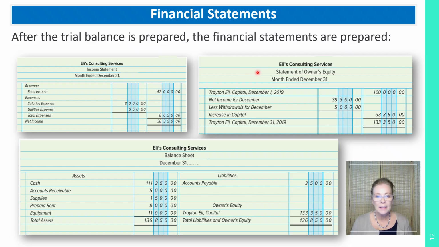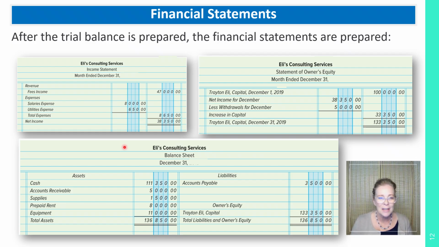Okay, we next prepare our statement of owner's equity, which requires us to start with a beginning balance of the capital. As of December 1st, we have $100,000. We add that to our net income of $38,350 from the income statement. We subtract what Drayton Eli already took out as drawings of $5,000, and then combine net income less the withdrawals, and then add that amount to the beginning balance, coming up with an ending capital balance of $133,350.